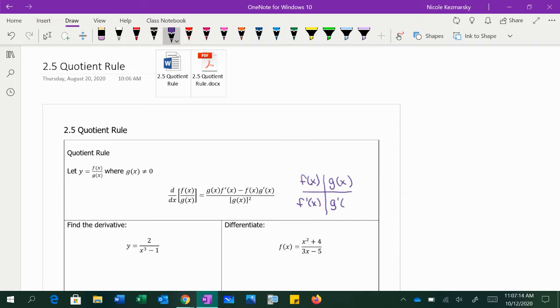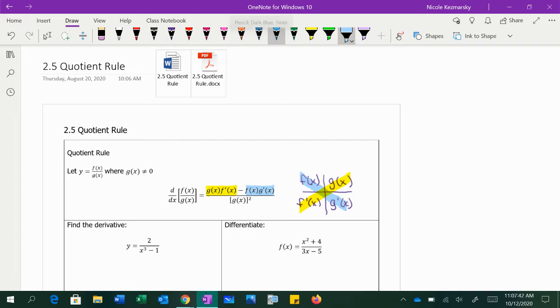And then, to come up with this rule that we have here, we started in the lower left-hand corner and multiplied the diagonal to get this first term. And then we multiplied the other diagonal to get the second term with a subtraction sign in between. And then we followed everything up with dividing by the bottom squared.